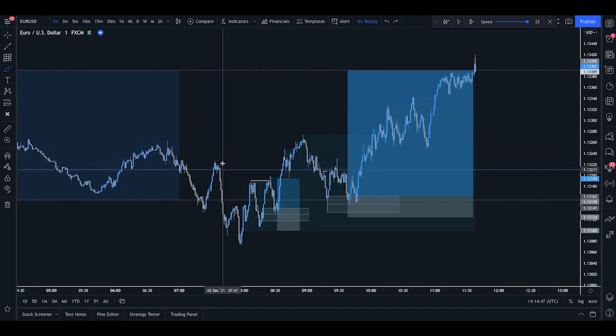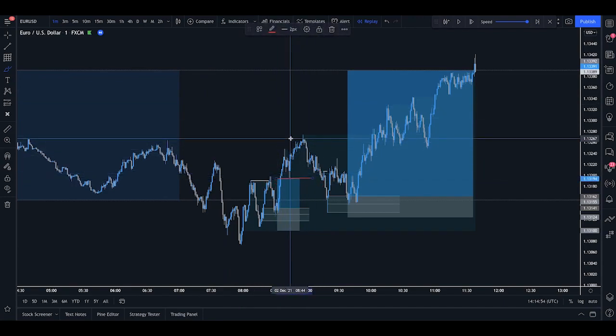But you also need to keep in mind these structure reversals we spoke about. They're going to be very important and very useful for finding your setups, and that is how we're going to execute the majority of these trades.